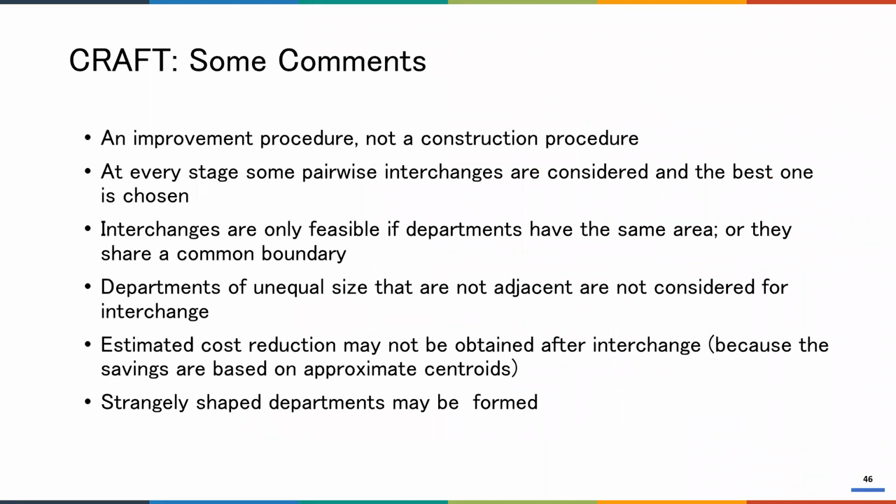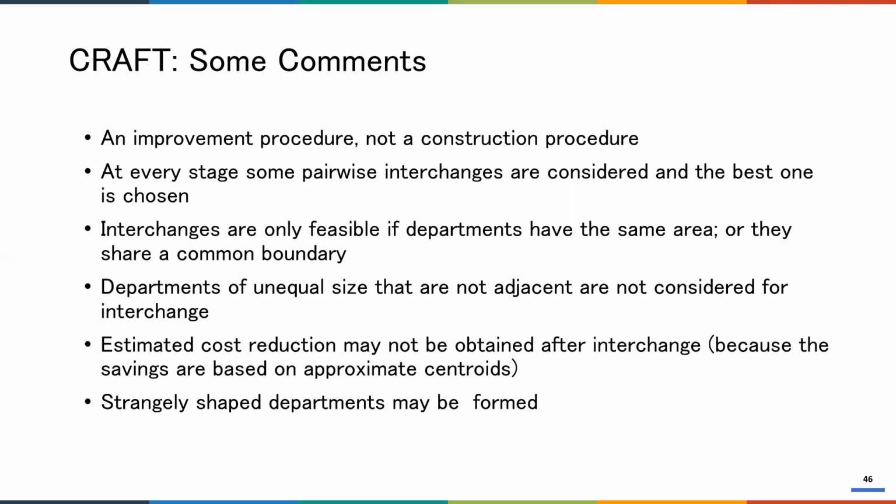And in regards to the CRAFT algorithm, because it's an improvement procedure, we have to have an initial solution first. It's not construction, it's improvement. And the bigger the case, the more time it takes to calculate manually, because at every stage we need to calculate the pairwise interchanges and then choose the best one.